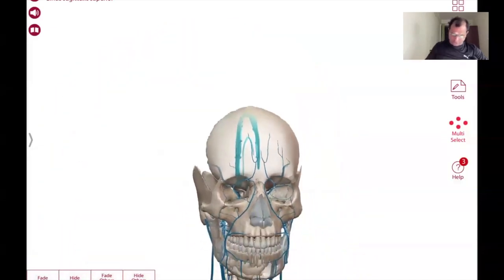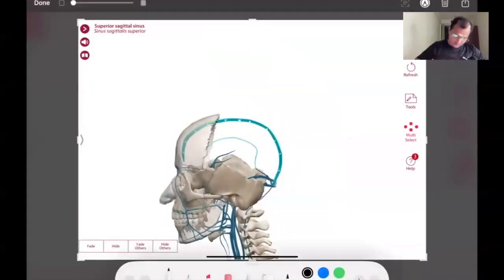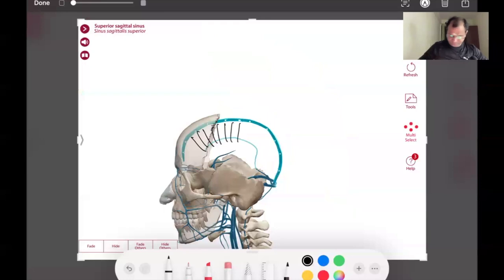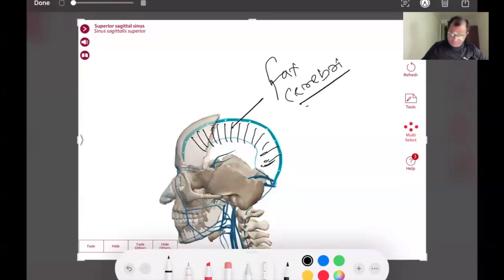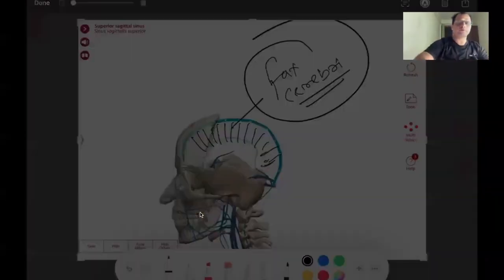We can see this is the front view. So in between these two sinus, this is a very important part of the brain. This is called falx cerebri. Remember falx cerebri. We can understand there is some membrane. So I will give you an example here and you will understand. Suppose this is one paper.